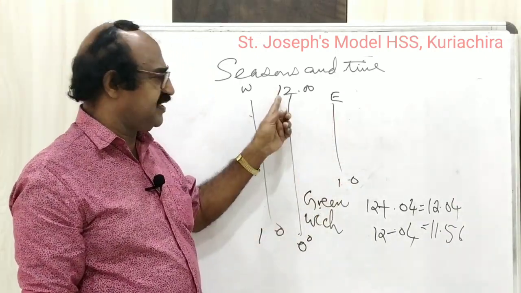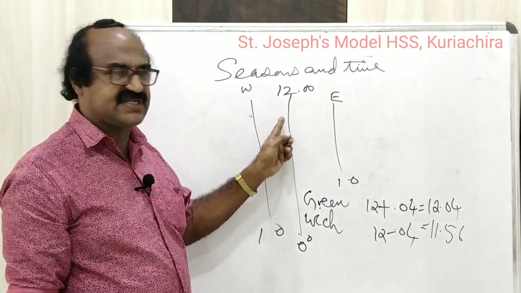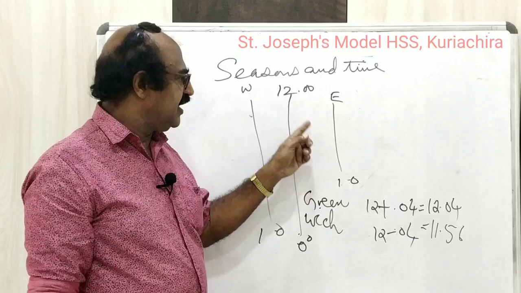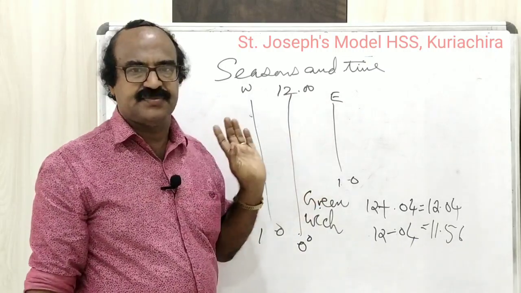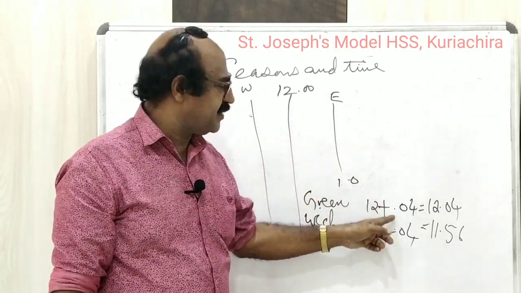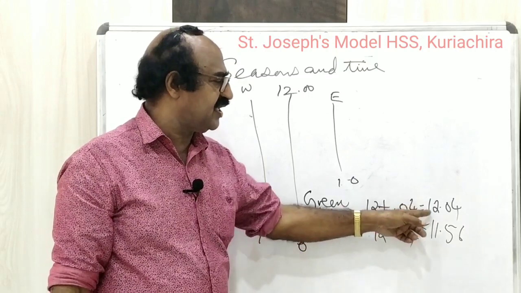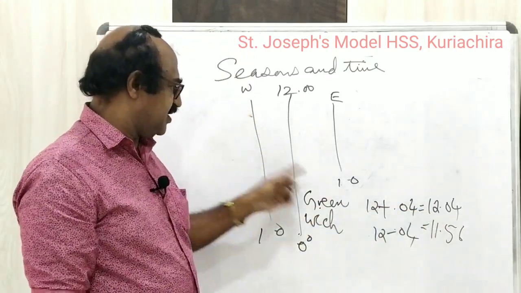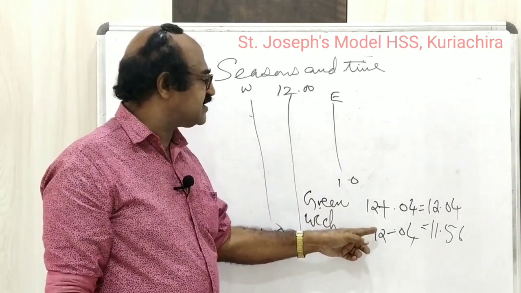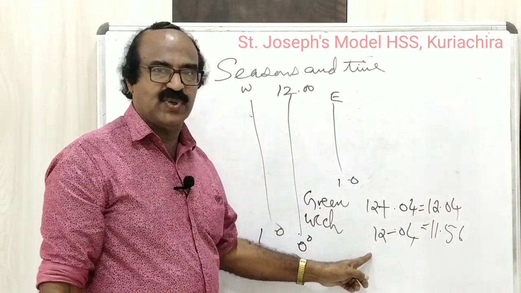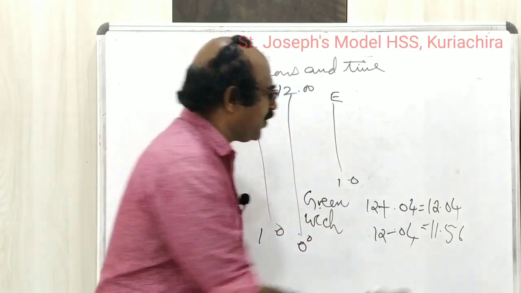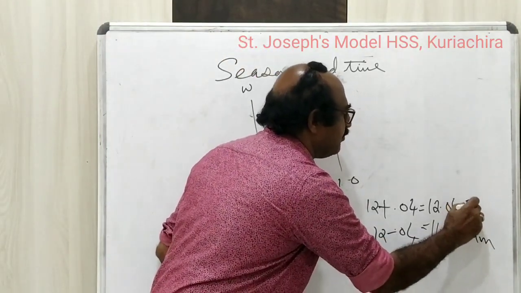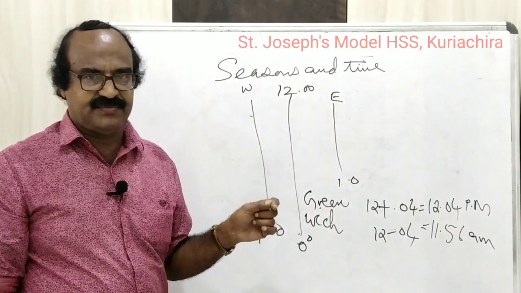The time at the Greenwich line is 12 noon. Then what is the time in the east? At 1 degree east, you get 12 plus 0.04, which is 12.04. In the west, you deduct 4 minutes from 12, and you will get 11.56. In the east you write AM, and here you will get PM. That you have to write.